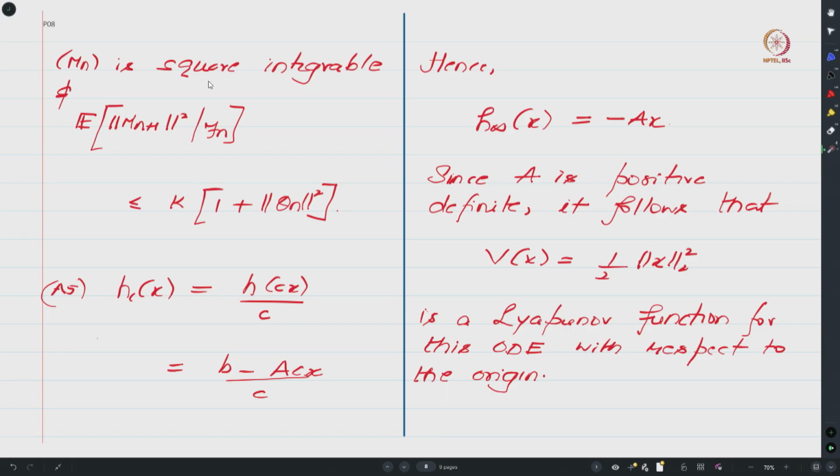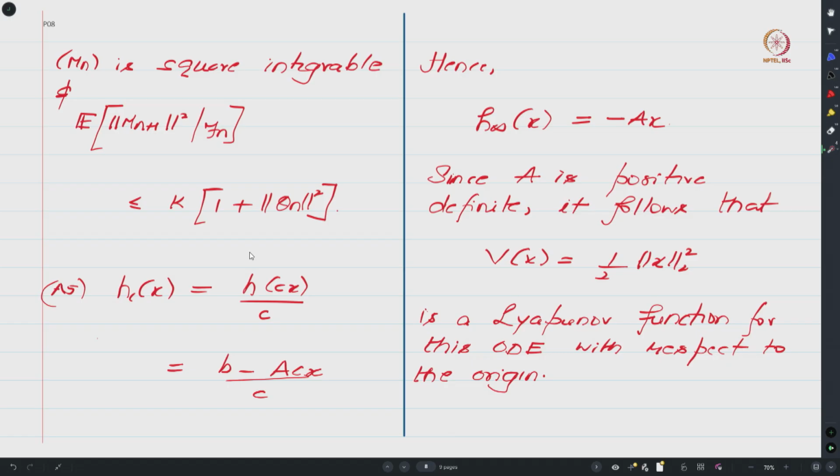Furthermore, based on that inequality that we saw on the previous slide, one can also immediately see that if you take the square of this expression and take the conditional expectation, then one can indeed find a K such that this conditional expectation is upper bounded by K times 1 plus norm theta n square. So this tells us that the martingale noise sequence indeed satisfies the linear growth condition in terms of norm theta n square. And so this verifies the first three assumptions.